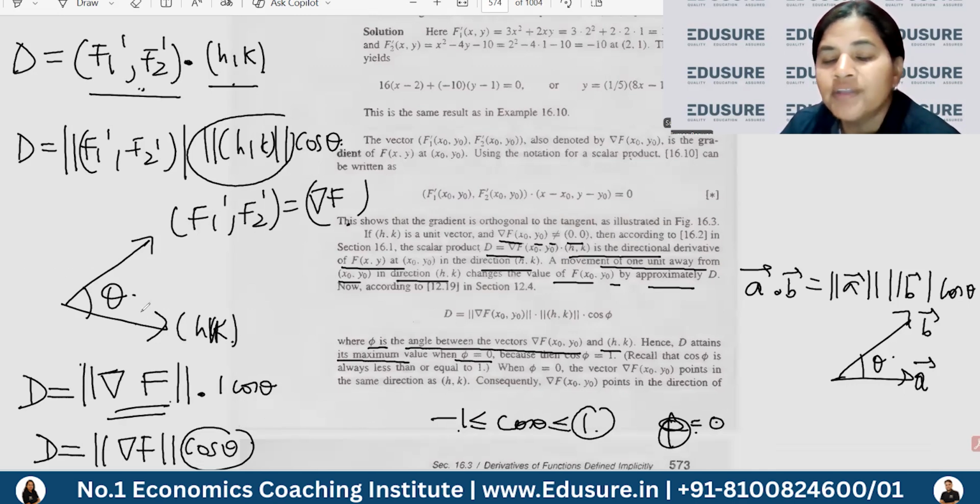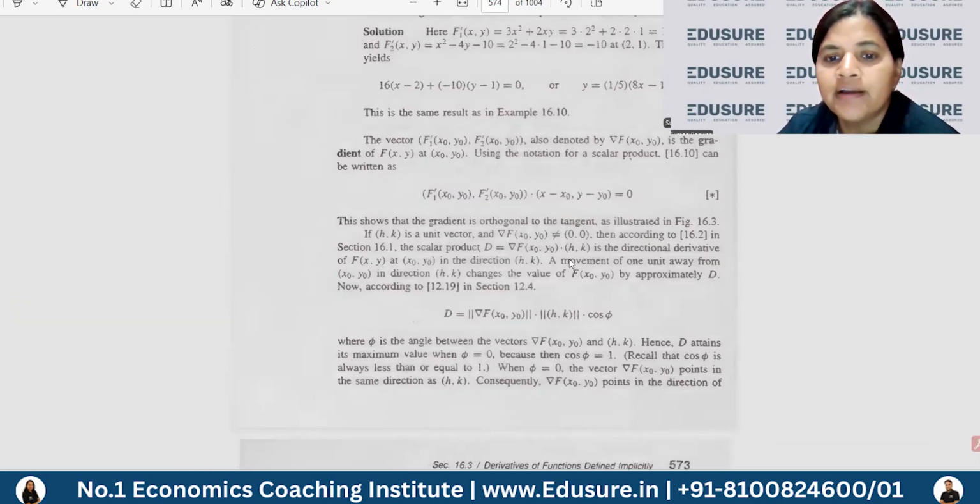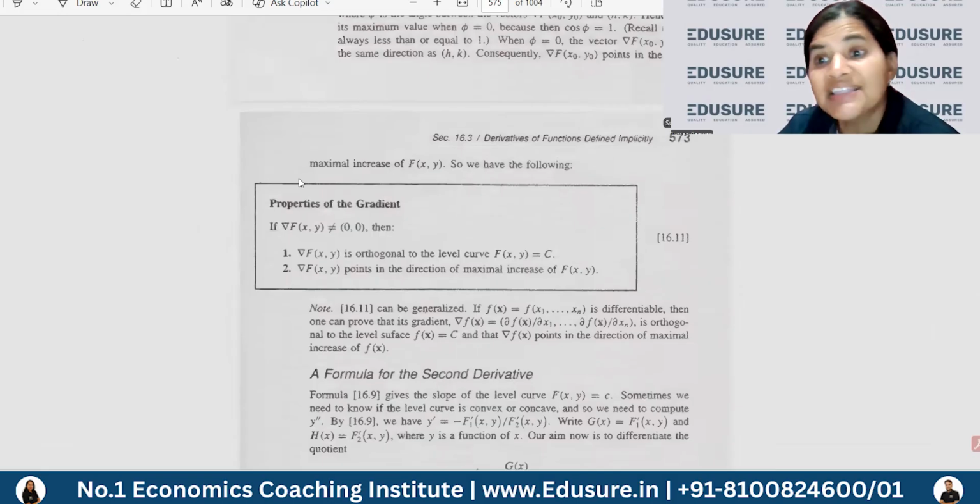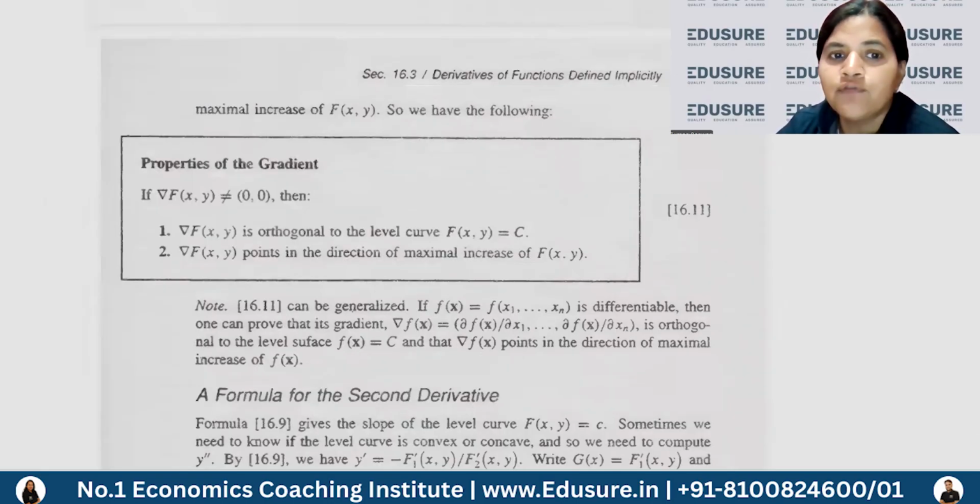So when they both are aligning in the same direction, the directional derivative will be maximum. When phi is equal to 0, the gradient vector points in the same direction as (h, k). Consequently, the gradient vector points in the direction of the maximal increase of f(x, y). So now we have the following results.